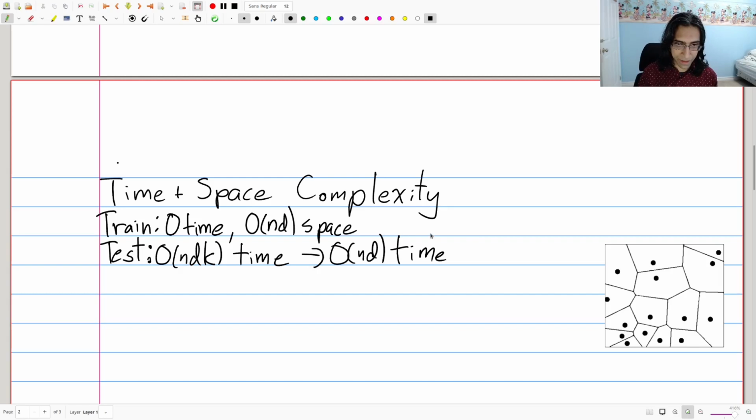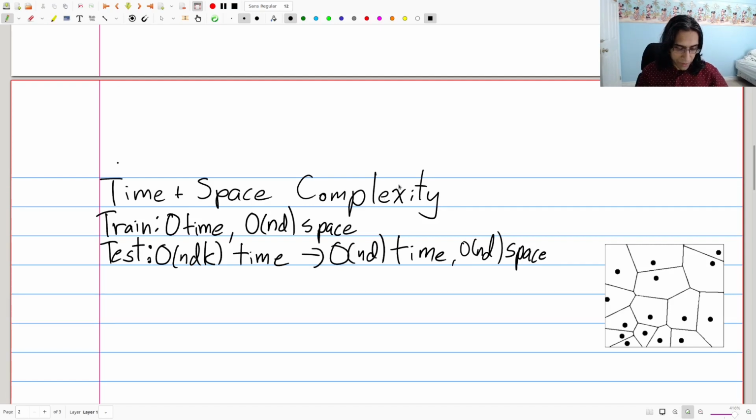But nonetheless, it still requires a lot of space, O of nd space. So this is not super great when it comes to answering things on the fly if you care a lot about your test inference time, because it takes O of nd time. Basically, you have to look through your entire data set, and we generally think of n as being a pretty large number if you have a large training set.